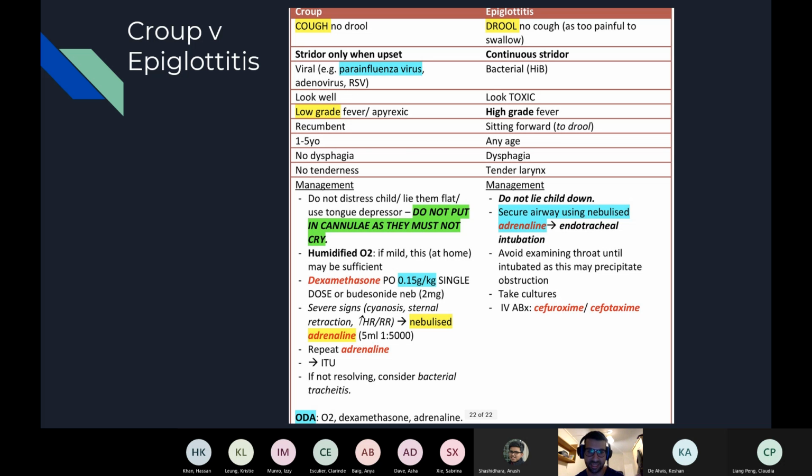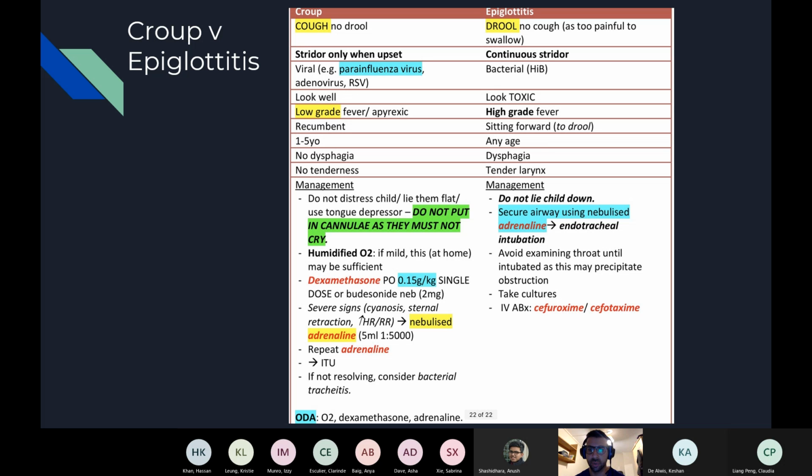Croup, grade them. Depending on their grade, they get admitted. Every patient gets a single dose of dexamethasone or budesonide. Any severe signs, such as cyanosis, sternal retraction or increased respiratory rate, then they get nebulized adrenaline, and then ITU. If not improving, then could this be bacterial tracheitis or epiglottitis? Okay, nice. And a little thing here: oxygen, dexamethasone, adrenaline.